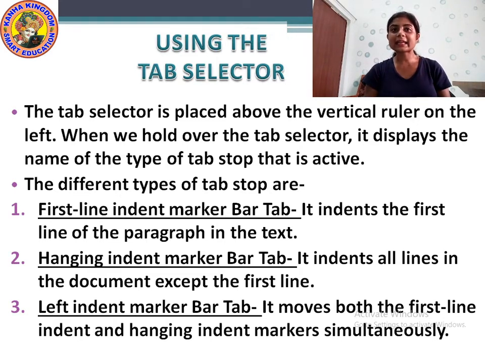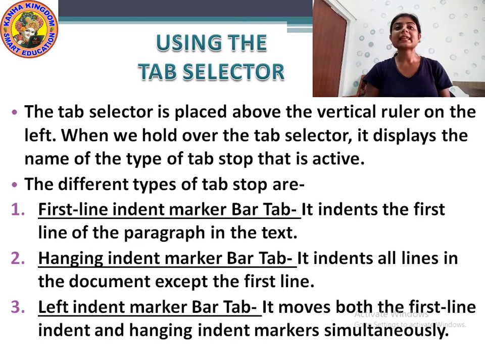Then the hanging indent marker bar tab. It indents all lines in the document except the first line. It gives space between the text and the margin for all the lines in the document except the first line.